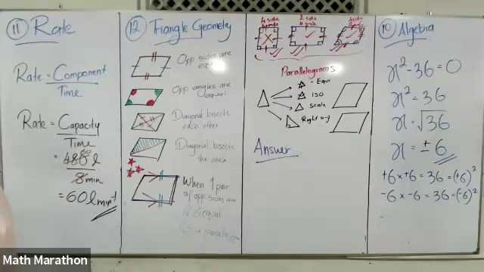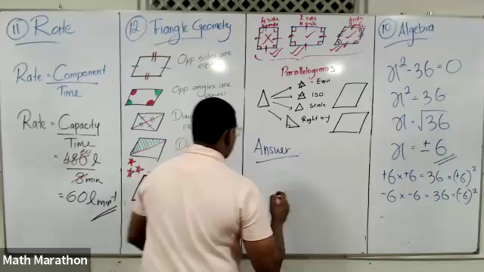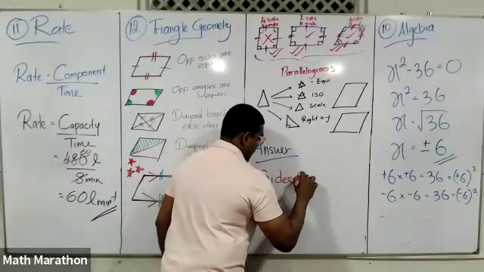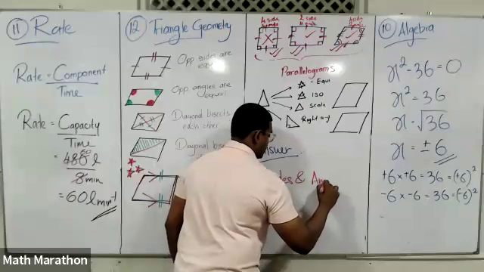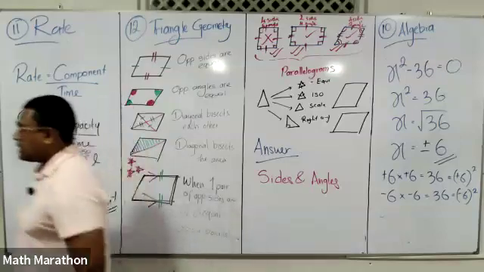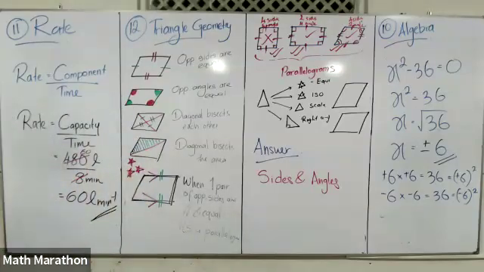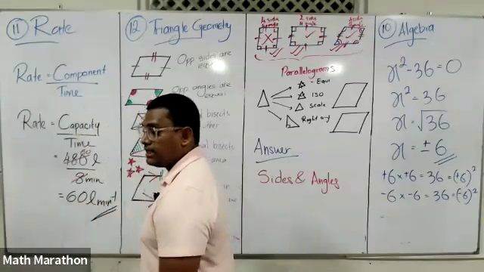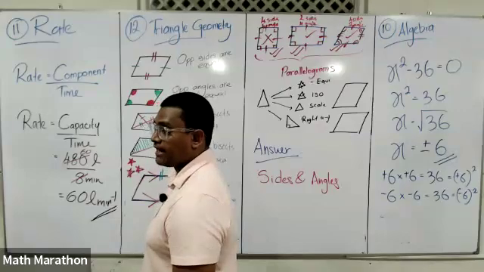The opposite dash of a parallelogram are equal. What are equal? The opposite sides and angles. You can write either one or both. Sides and angles are equal. The dash of the parallelogram bisected by each of its diagonal.